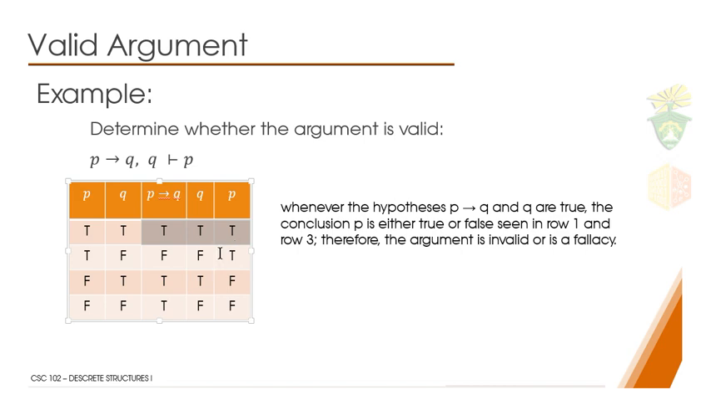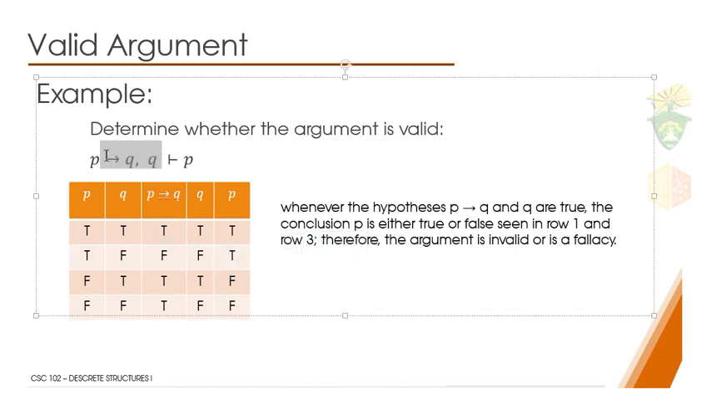Which part makes this argument fail? Next, the next row. We have false, false, true. No problem. What we are looking for is when these two are true, and then the last one is false. As you can see, it is here. These two are true, but the conclusion is false. Now, that's what makes the argument a fallacy. That is, given these premises, all true, the conclusion comes out false. So this is a fallacy.